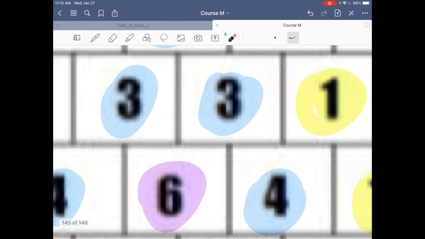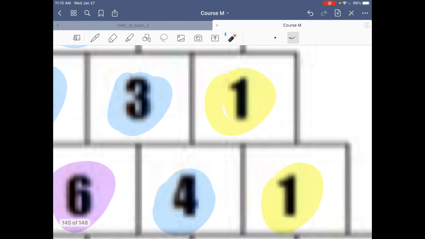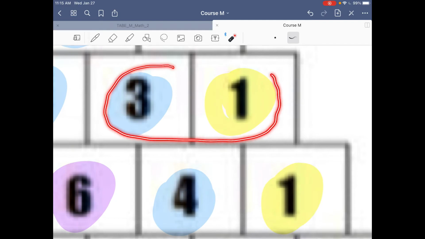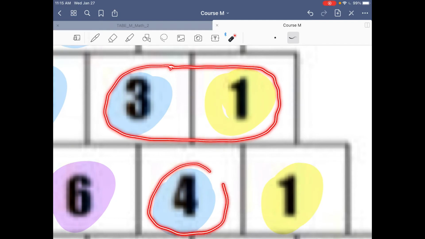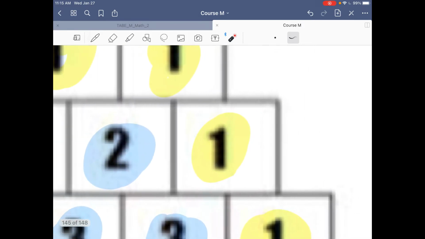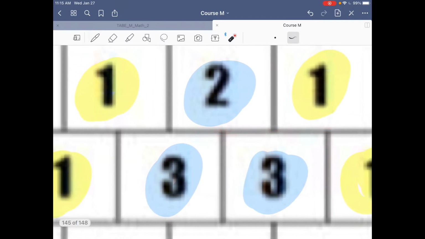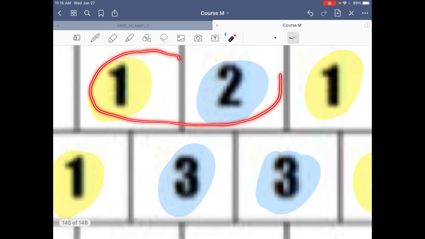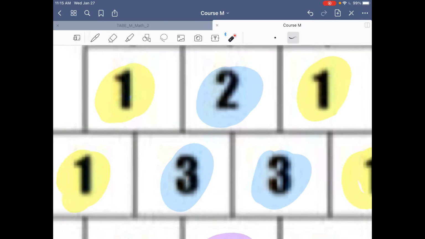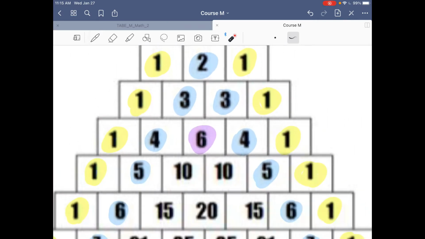So let's see if that works in the next set of numbers. 3 plus 1 is 4. Sure enough, that does work. What about 2 plus 1? So 2 plus 1 gives me 3. 1 plus 2 gives me 3. So that is the key to Pascal's triangle. If you add the two numbers side by side, your answer will go in the cell below.